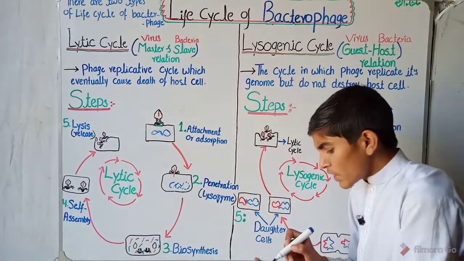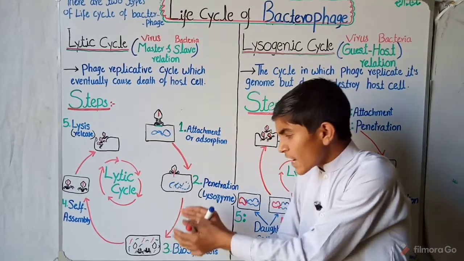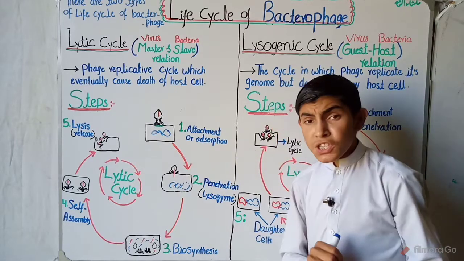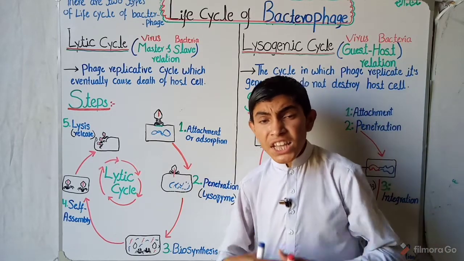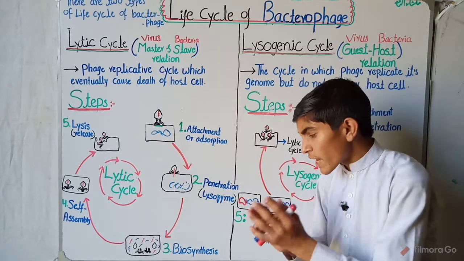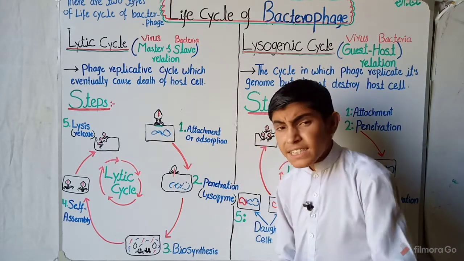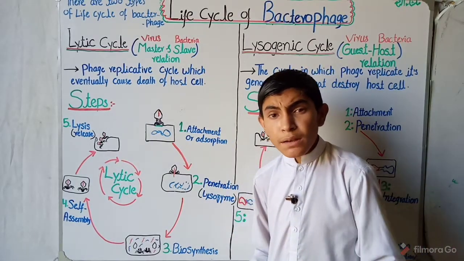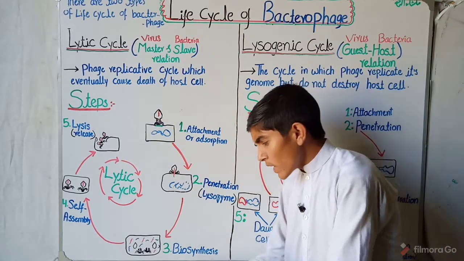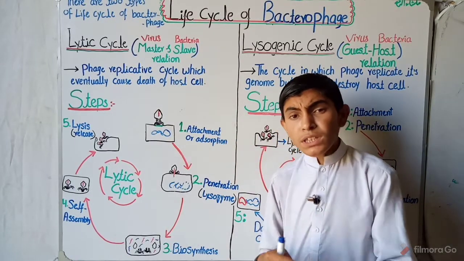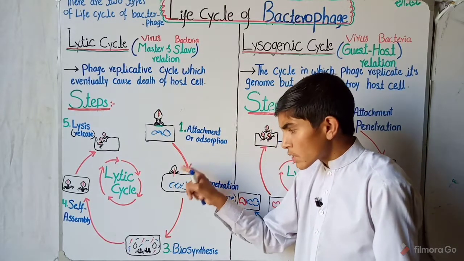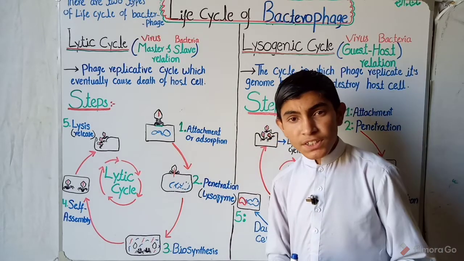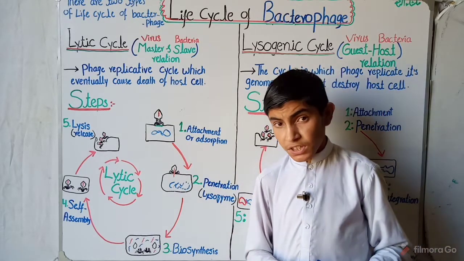So inside the bacteria, when the virus enters, biosynthesis occurs. Biosynthesis is the synthesis of biomolecules. At this time the viral cell replicates its head, its genome, and its tail fibers. In this way, from one virus that enters the bacterial cell, a lot of other viruses are prepared by the process of replication.